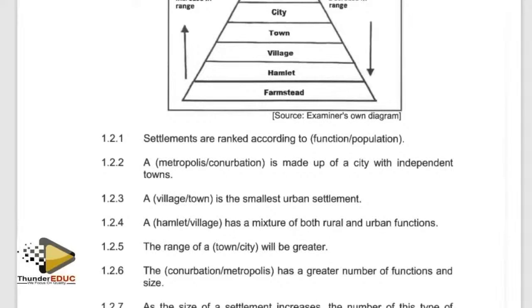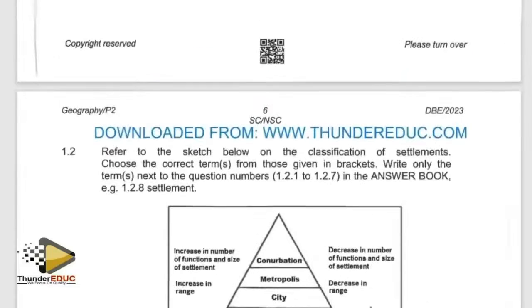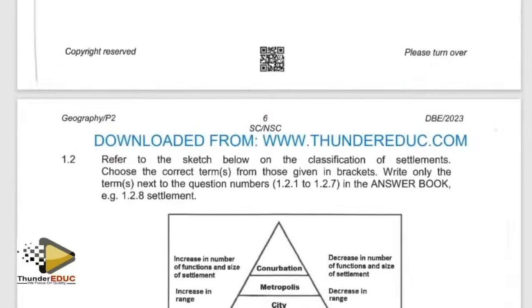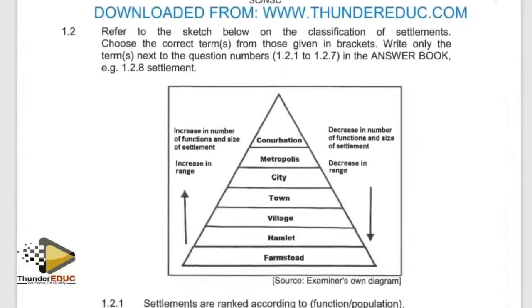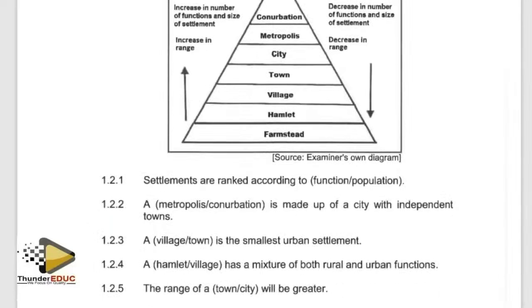1.2.1, settlement ranked according to function or population. When you look at that settlement, it's basically according to the function. What do they offer? Because when you say a settlement is according to population, is it looking at the population anyway? So this way, we look at the function. Remember, rural is unifunction and the other one is multifunction. So the answer is that one.